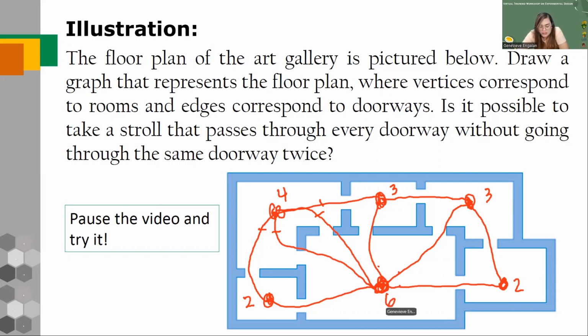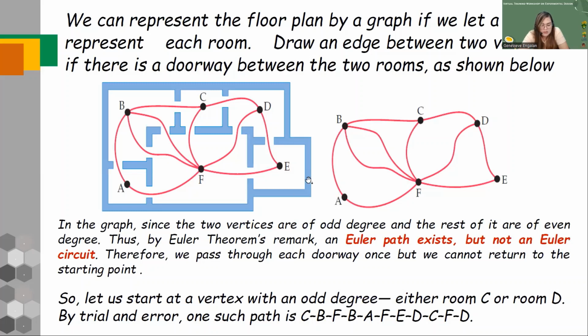So there are two vertices with odd degree. You can pass through all the doorways, but you cannot start and end at the same vertex. Since two vertices, C and D, are of odd degree and the rest are of even degree, by Euler's theorem an Euler path exists, but not an Euler circuit. Therefore, we can pass through each doorway once, but we cannot return to the starting point.